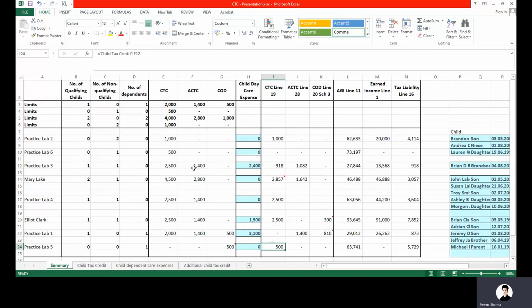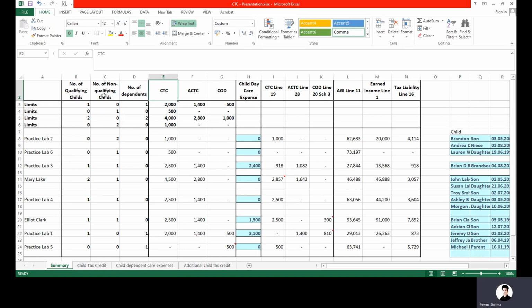So these are the examples we have listed down: number of qualifying children and number of non-qualifying children. A qualifying child means they are under the age of 17 and they are dependent. A non-qualifying child means they are not under the age of 17, or they are not dependent. Either condition leads to $500, which is for non-qualifying. Number of dependents: if they are a dependent, irrespective of the age.